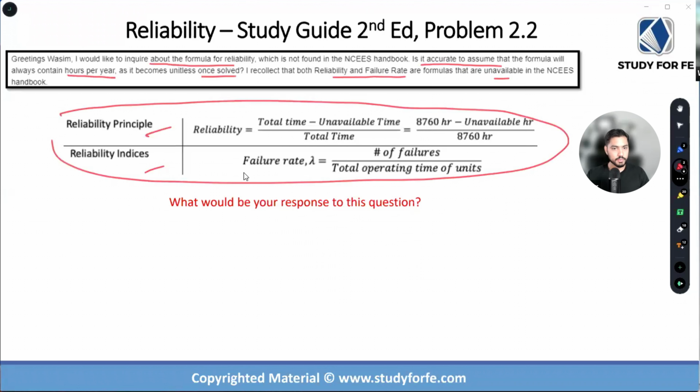Reliability principle, reliability indices. And reliability, as you probably know, is not a concept that is limited to electrical engineering. In fact, mechanical engineers, those who work in maintenance, use these indices and formulas and equations. They actually have certain metrics using which they design their maintenance procedures, standard operating procedures, and so on and so forth. Okay, so how would you guys respond to this question?